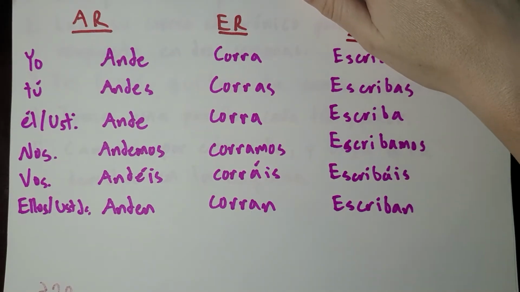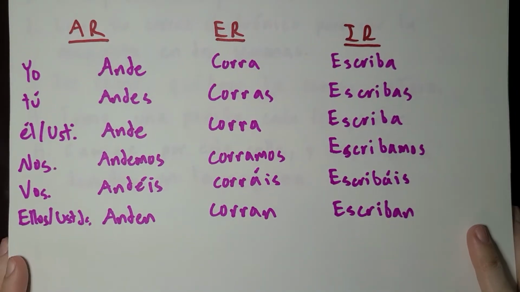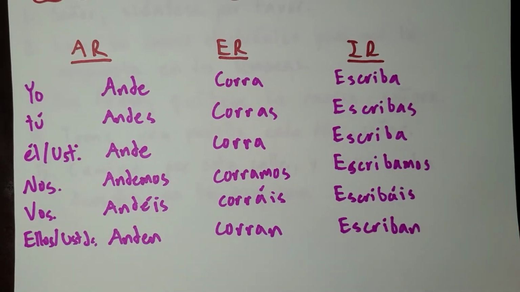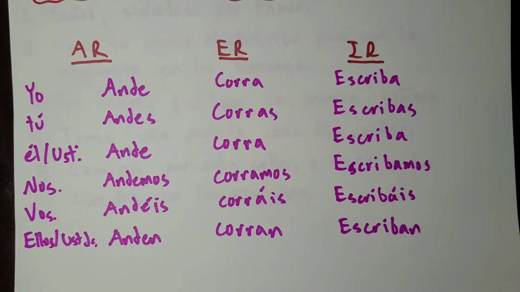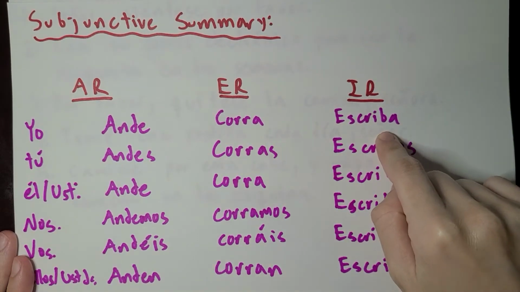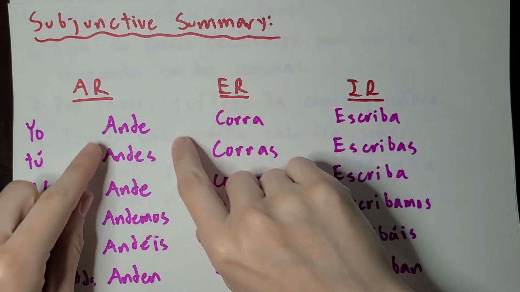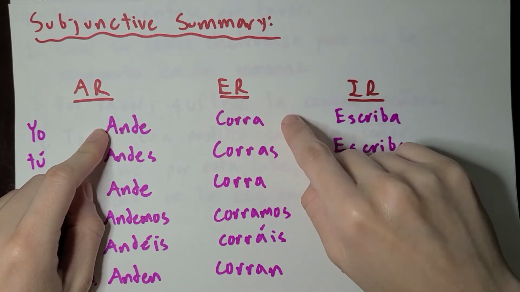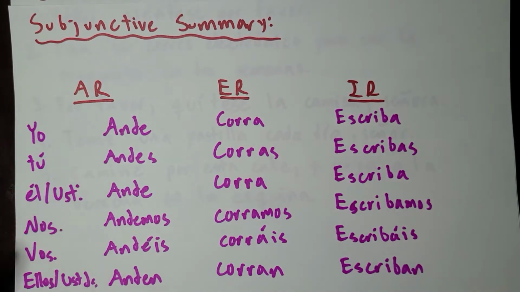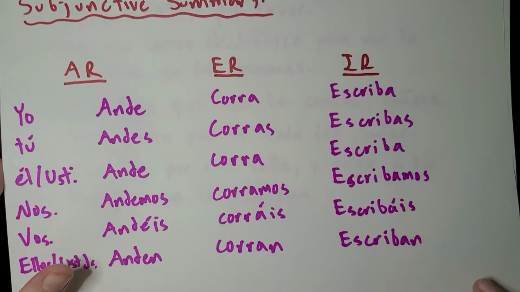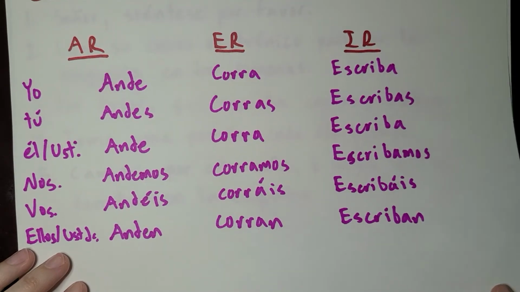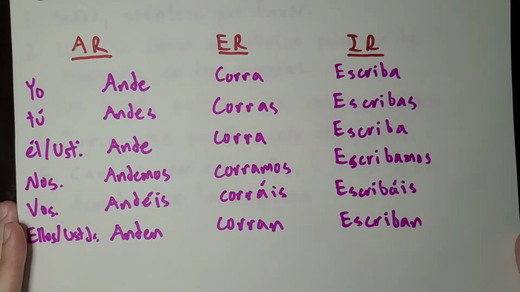Last time in the negative tú commands video, I just told you exactly what you needed to know. This time I just want to help you visualize it a little better, since it's not tú now, we're using the usted. So these are the AR, ER, IR endings for the subjunctive tense, using the examples andar, which is an AR verb, correr, which is an ER verb, and escribir, which is an IR verb. All I want you to focus on and remember for this video is that you are using the usted subjunctive tense.